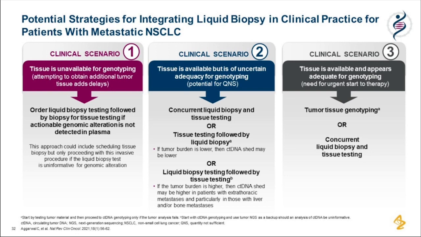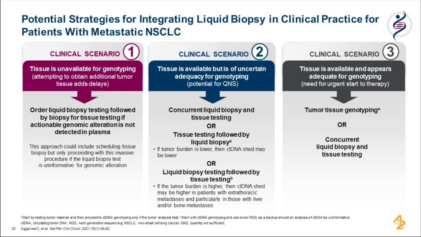There you want to go with concurrent liquid biopsy and tissue testing, or tissue testing following the liquid biopsy, right? Especially if the tumor burden is low, the circulating tumor DNA shed may be lower. The other option is to do liquid biopsy testing followed by tissue testing, again, if tumor burden is high.